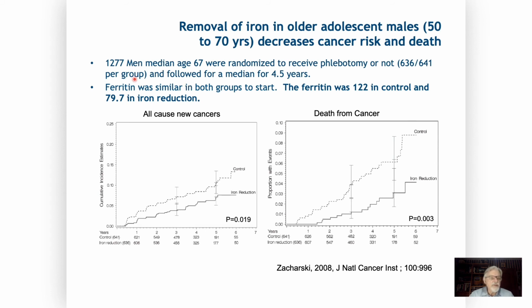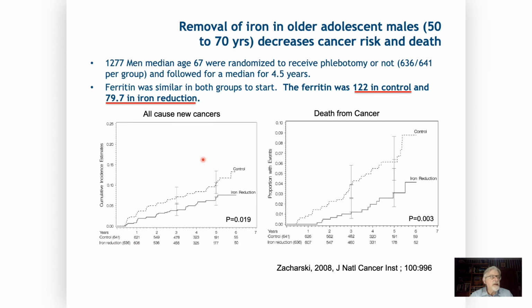This is my favorite study, as a matter of fact. This is 1,200 men in their 60s who were randomized to have phlebotomy, had blood drawn to remove iron. 600 got phlebotomy, 600 didn't. The ferritin level was 122 in those who did not receive phlebotomy, and it was dropped down to 80 in those that did. For comparison, patients with thalassemia often have ferritins in the thousands.